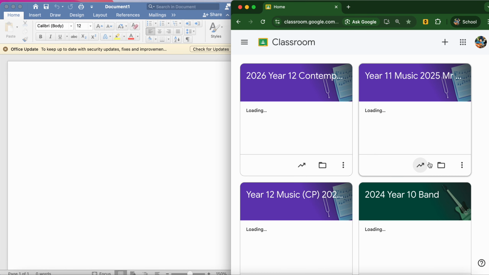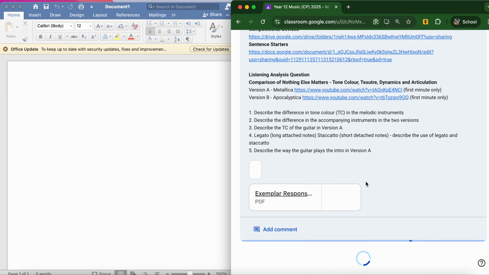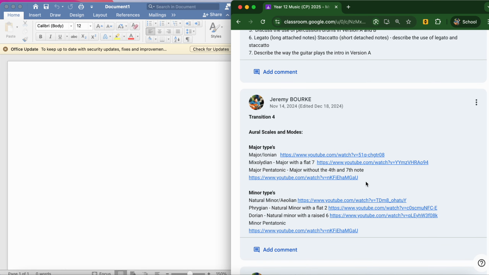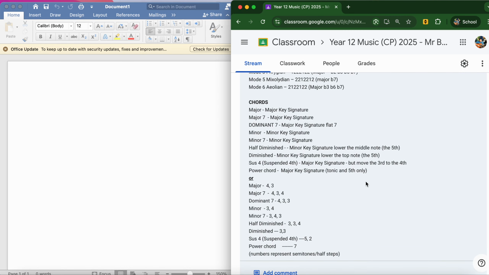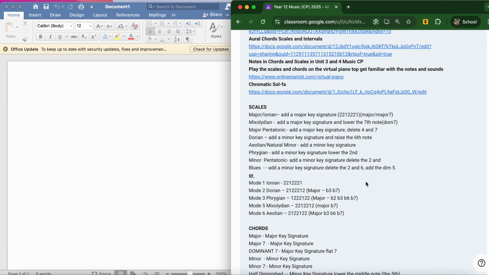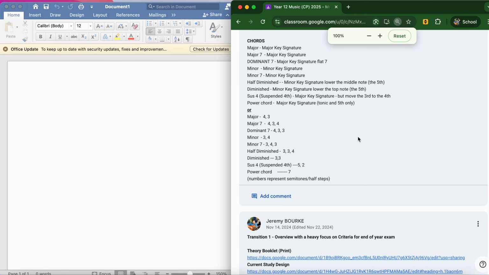As I said, there's not that many marks for chords and scales, but it is important to grab these marks because they are there. There will be a few marks available. So I'm looking for my list, and this is it here. So how do we use this information that was given to you earlier in the year?